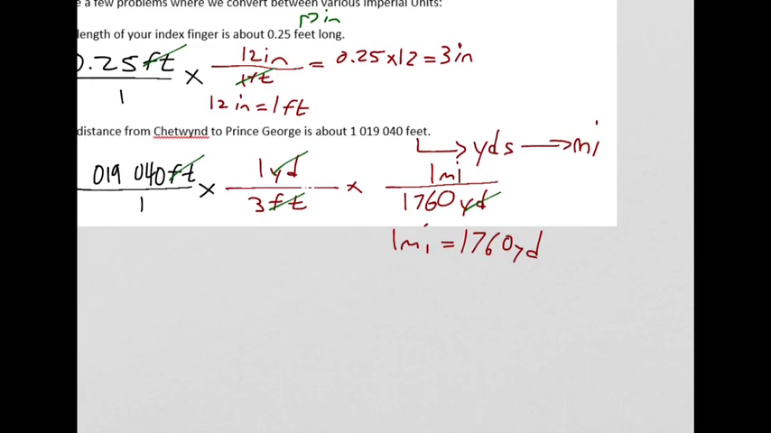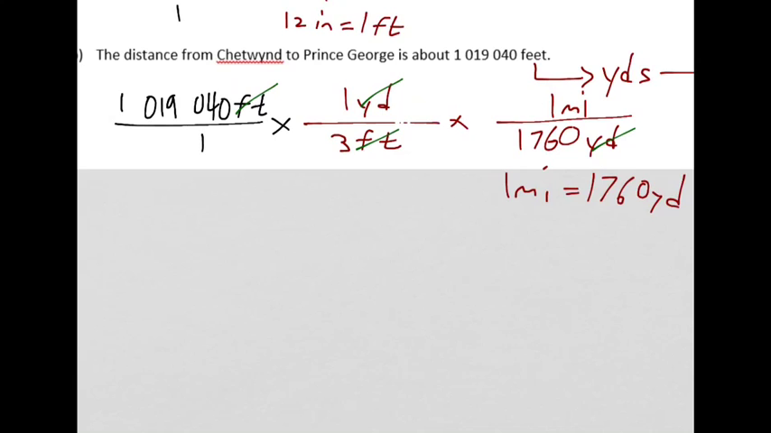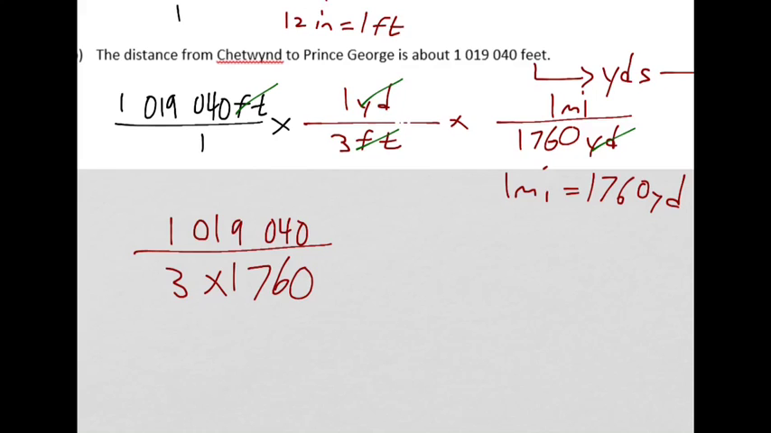And now I just multiply the tops and multiply the bottoms and then divide, right? So the top will be 1,019,040 times 1 times 1. So that can just stay the same. And then the bottom will be 1 times 1760. And again, you can ignore the ones because you multiply by 1 and it doesn't change anything. So what does that work out to be? Remember to multiply the bottom first and then do your division. So for the bottom it equals 5,280.